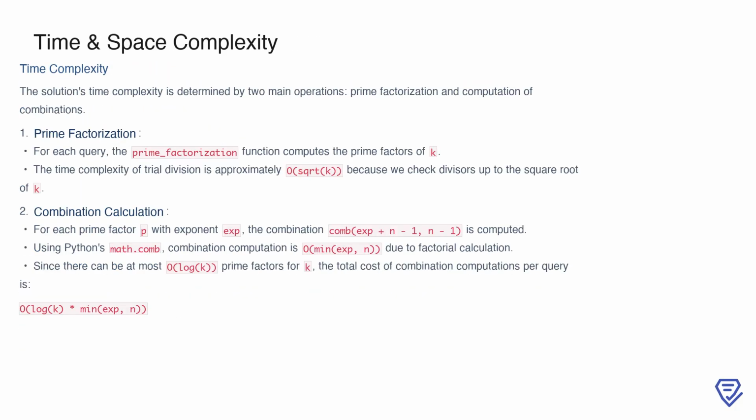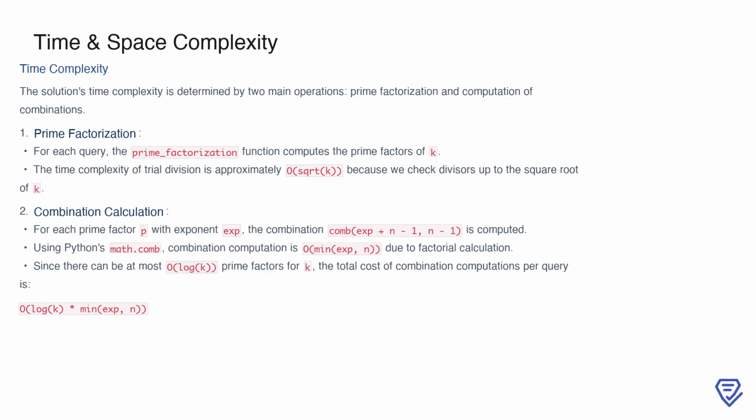In this problem, the time complexity of our solution is influenced primarily by two operations, prime factorization and the calculation of combinations. First, during the prime factorization step, we compute the prime factors of the given k for each query. This step relies on trial division, which examines potential divisors up to the square root of k. As a result, the time complexity for this operation is approximately O(sqrt(k)).